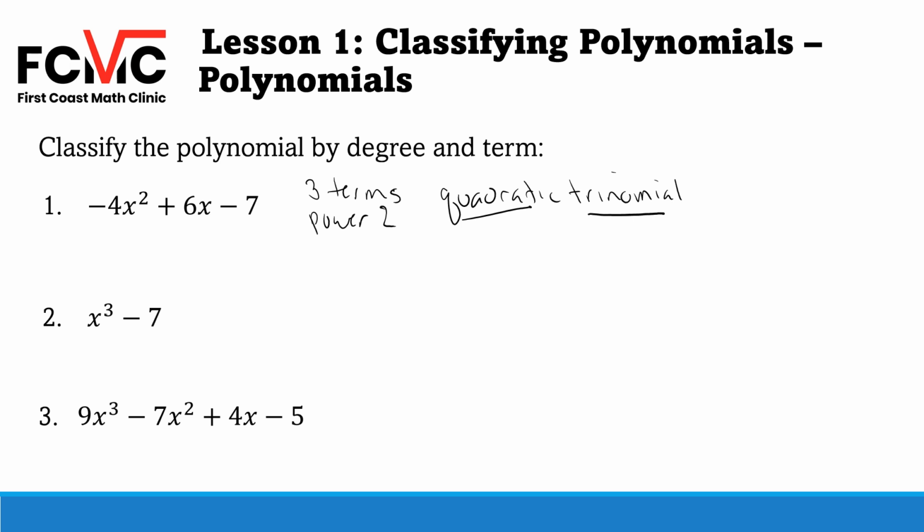Number 2, let's start with the number of terms, right? We've got 1, 2 terms. So it's, actually, let's start with the exponent, right? Like highest power is 3, so it's cubic. And then the number of terms, we've got 2 terms, so it's a binomial.